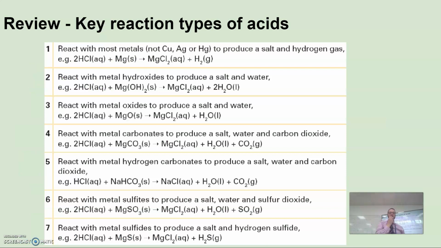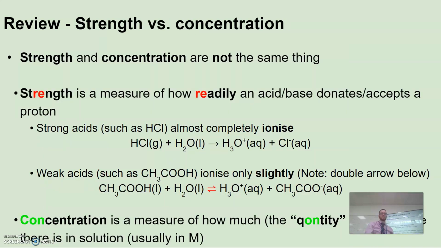Different reaction types. Main ones are our 4. Acid and metal gives us salt and hydrogen gas. Don't really need to worry about that. That's actually a redox reaction. Acid plus a hydroxide or oxide gives us salt and water. Acid plus a carbonate gives us salt, carbon dioxide, and water.